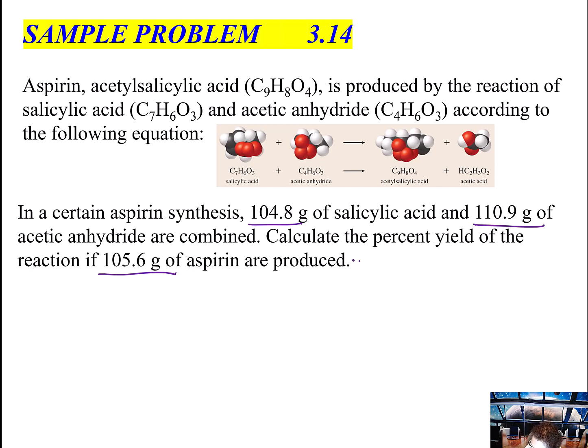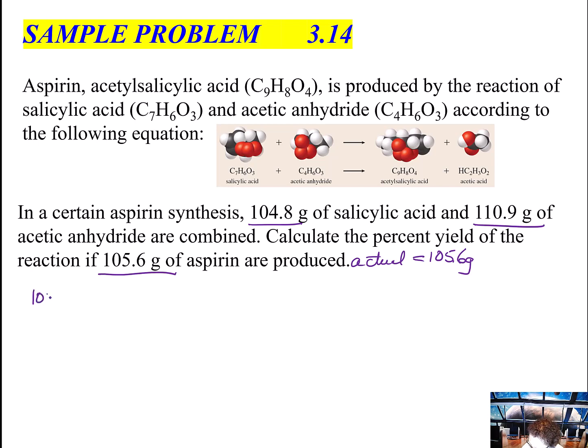So what's actually produced is this 105.6. So you're not going to use that until the end. But notice, whenever you have two amounts that you start with, that should send whistles and bells off, okay? You're going to have to do a limiting reactant to see what the theoretical is, because your theoretical is going to be the lowest amount that you can make with those two chemicals. So we've got to do what we did before with our limiting reactant calculation.